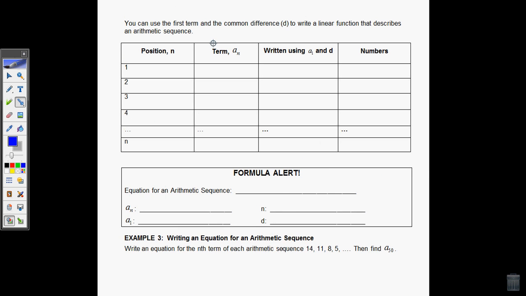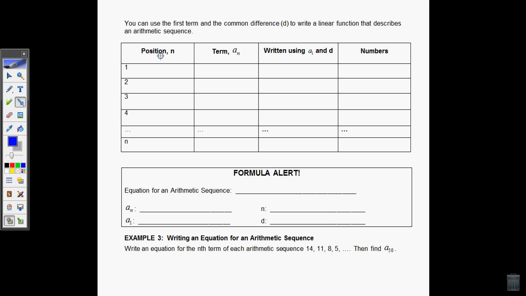Alrighty, so now let's take a look at what we're doing here. You can use the first term and the common difference to write a linear function that describes the arithmetic sequence. So let's go ahead and try and figure out what function, or how I can define this arithmetic sequence.